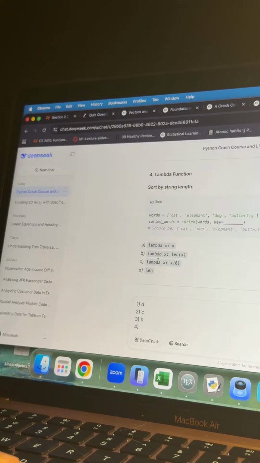Definitely length, but lambda x is also important because you can't just put the length for key. Length is just something that you can't put by itself, right? Length has to be with a parenthesis or something inside it, and the lambda x here would be what's inside it. So it has to be B.